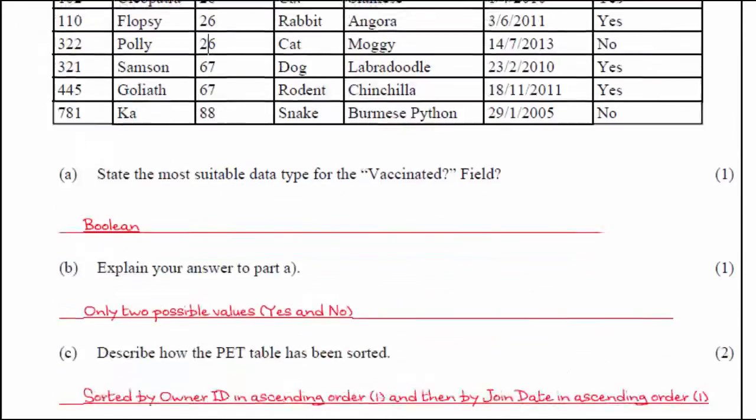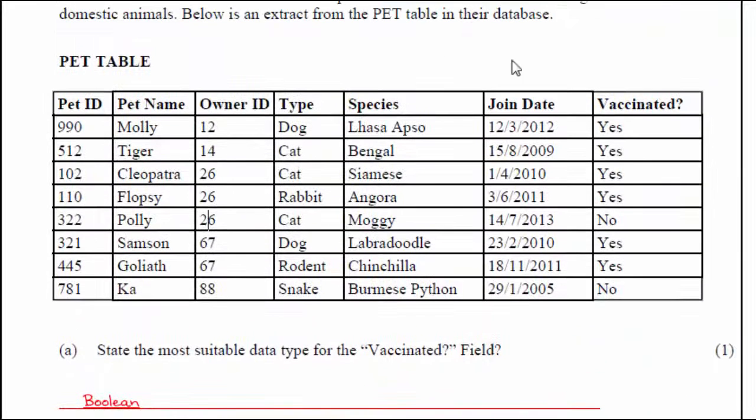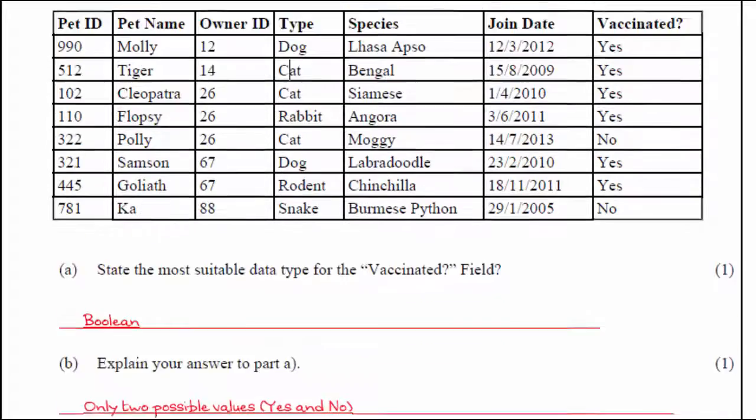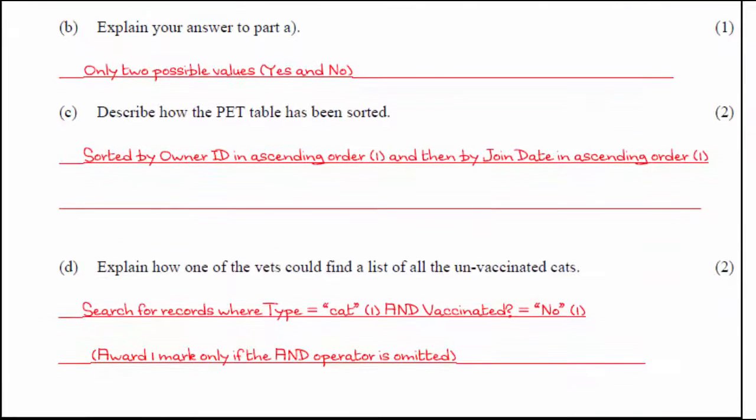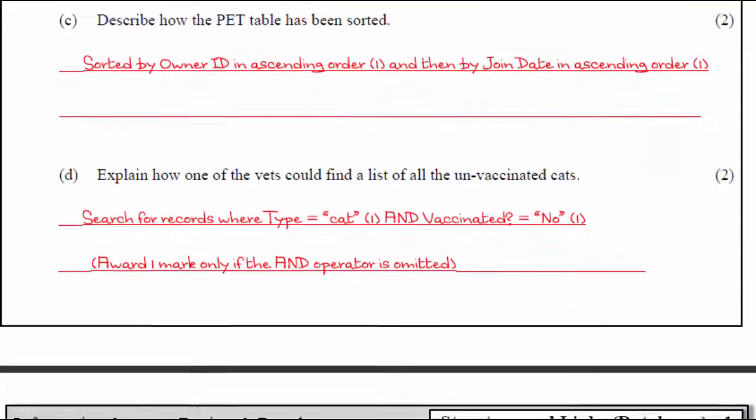Okay. Your next wee question is, how could the vets find a list of all the unvaccinated cats? Well, type is where you'd find what type of animal. So you're going to search type field for cats and vaccinated field for no. Okay, and remember the and bit's important because you have to search for two. And this is called a complex search.